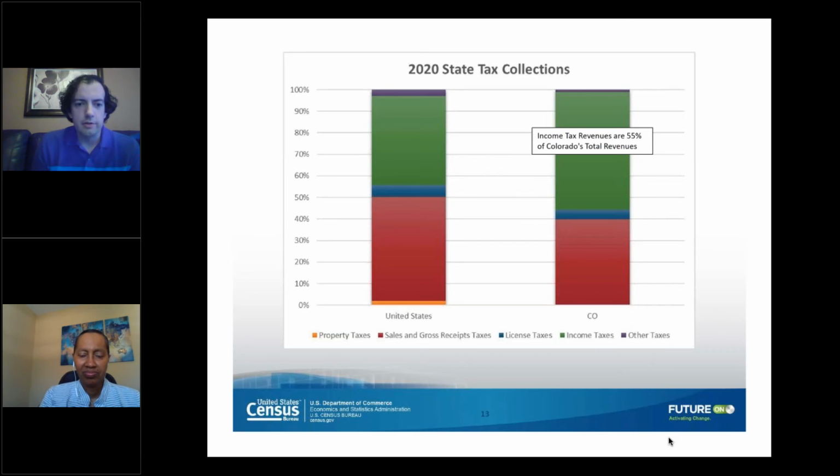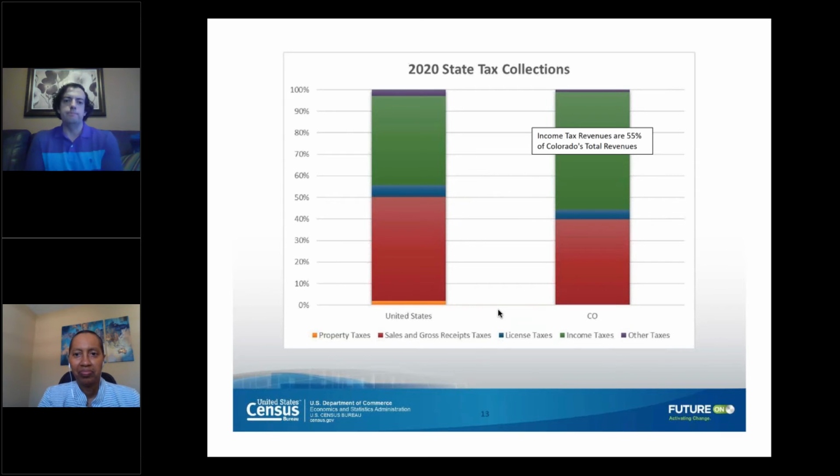It looks like the state government doesn't collect property taxes, and at least the portion of the total taxes that they collect for license taxes and sales taxes is smaller as a percentage than the average state in the United States. And this is just for the state government. This doesn't take into account the tax revenue of the local governments.